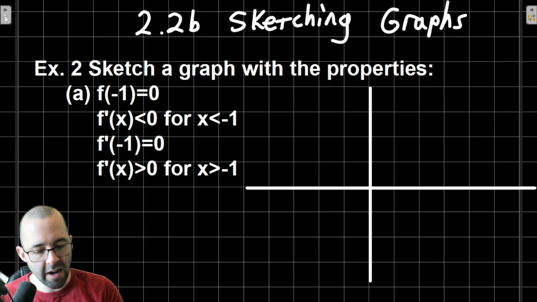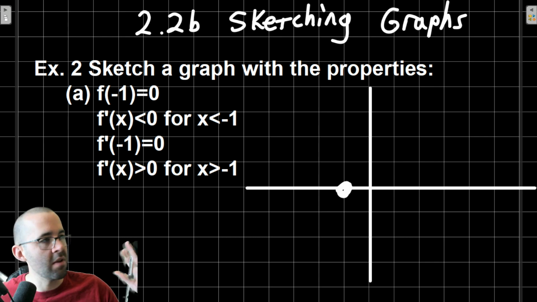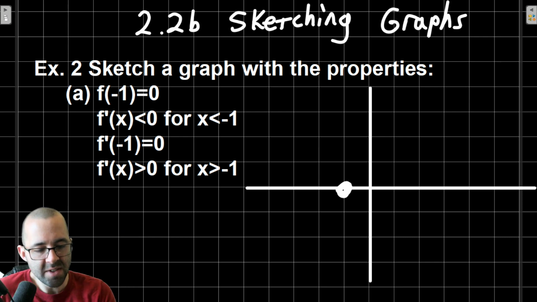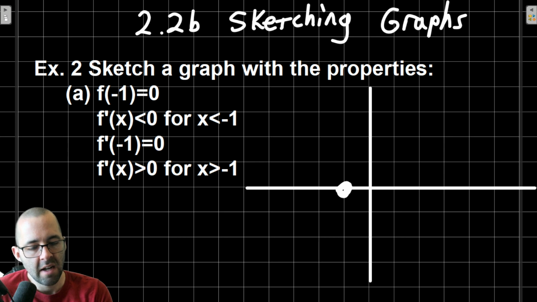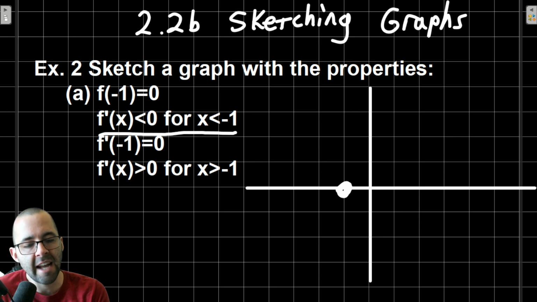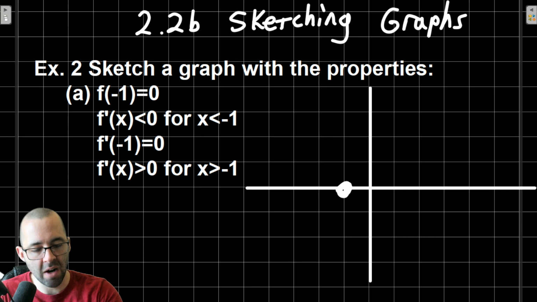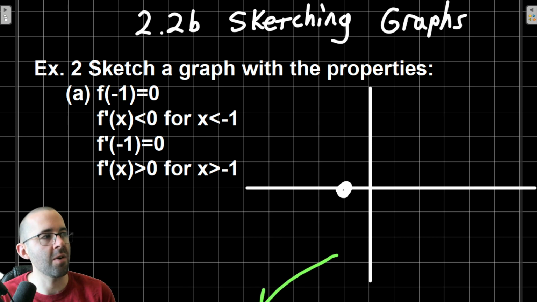All right, so the function value when x is -1 is 0. So that's where you start, right there. We've already included the first piece of information. Now, what's the next piece of information? The derivative is negative to the left of this point. So to the left of this point, we need to be going down. So like somewhere, maybe in a different color or something, but to the left, we should be going down.